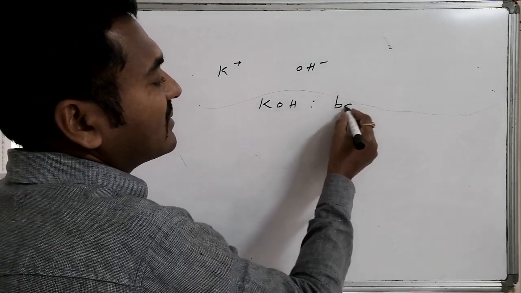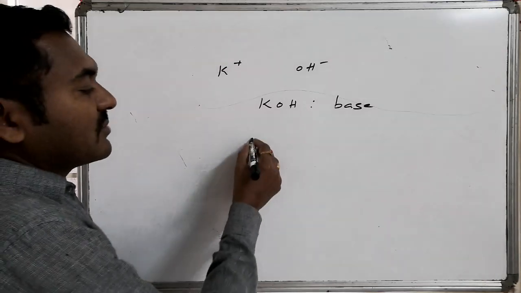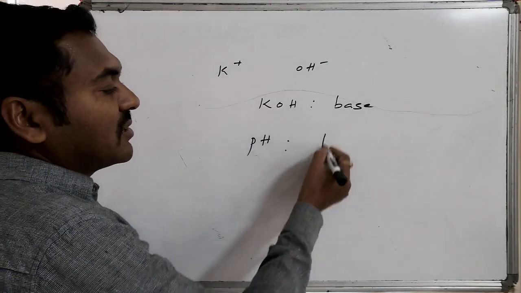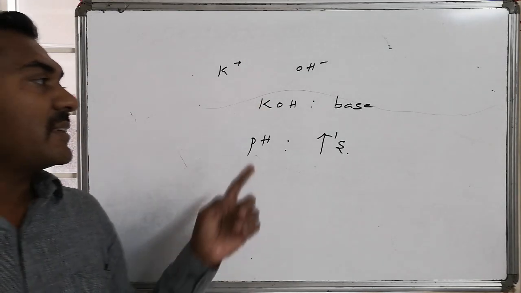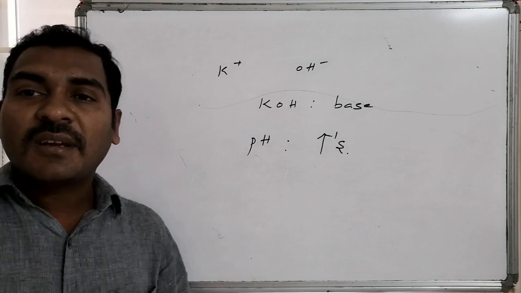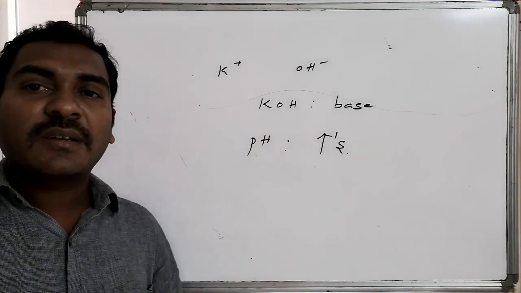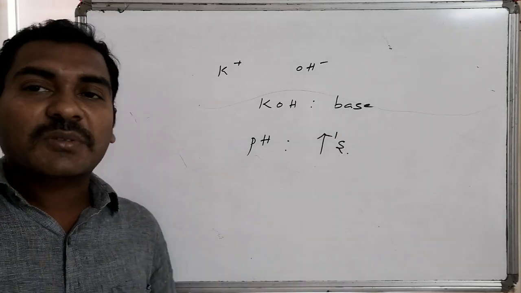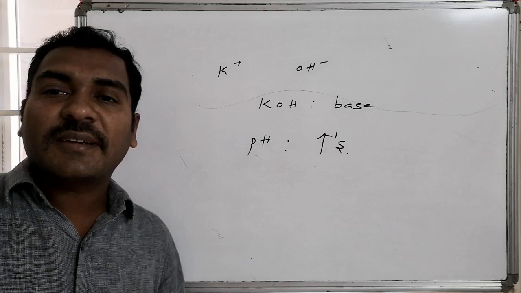KOH is what? Base. As the base concentration increases, the pH of the solution as the reaction proceeds also increases. The spectator cation and anion, K plus followed by OH minus, concentrations go on increasing. These two in combination are a base. OH minus concentration goes on increasing. Hence, the pH of the solution also goes on increasing.